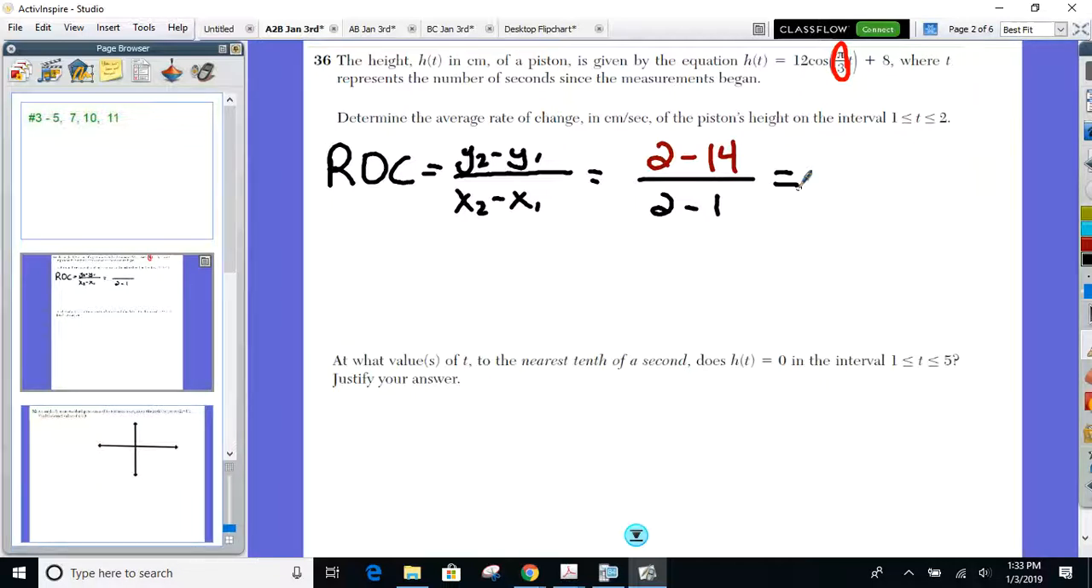Negative 12. Yep, there's your rate of change. Negative 12 for this one. Are we all in agreement how powerful this calculator is going to be for you in passing this exam? Okay, pretty powerful. I feel bad for anybody that doesn't know the basics.